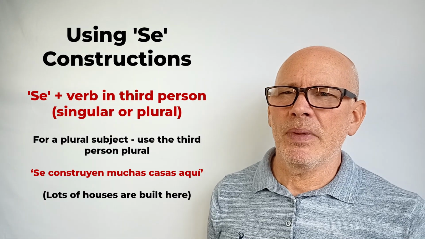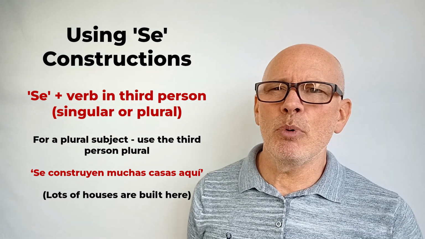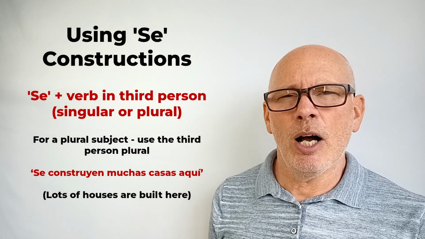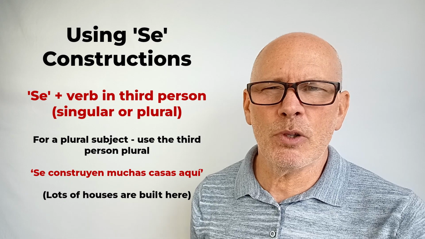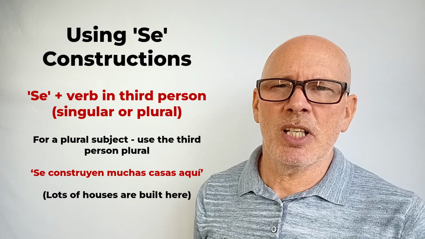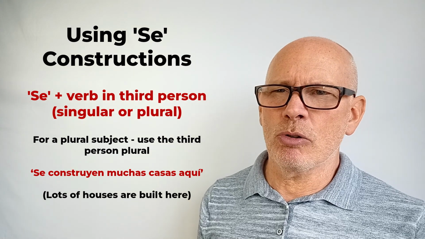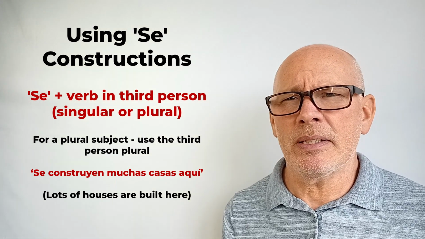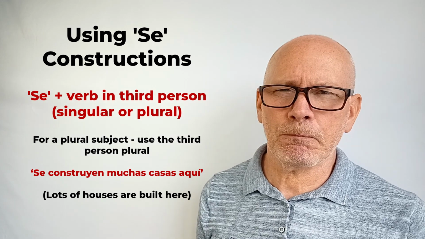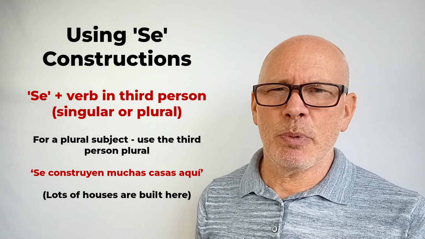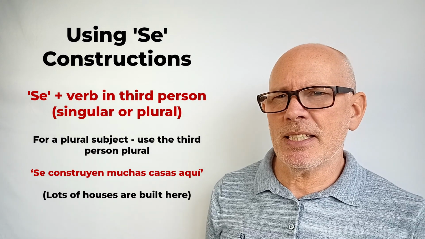For example, se construyen muchas casas aquí. Lots of houses are built here. So of course, what we see here, because casas is plural, we need to use the third person plural of the verb construir. So it's construyen. That's all we have to do to create the impersonal expressions in Spanish using se.